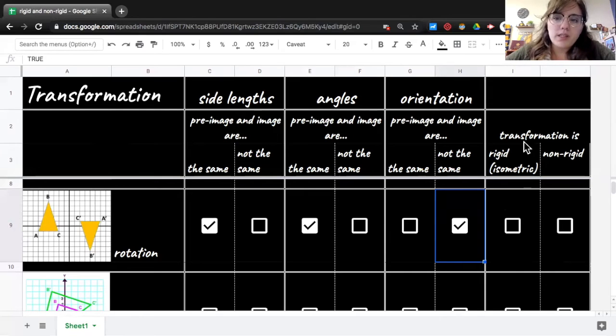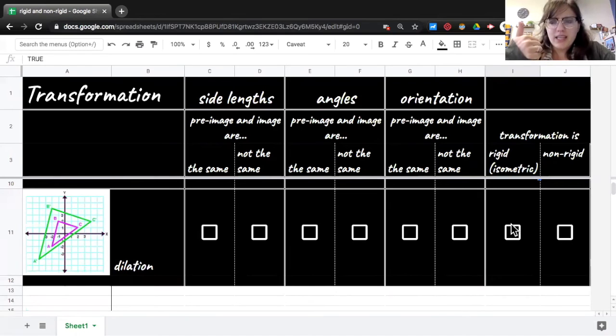So our transformation, is it rigid or non-rigid? So isometric or congruent angles or shapes means same sides, same angles. And these do have the same side lengths and the same angles, so they must be rigid. All right, so far, translating is rigid, rotating is rigid, reflecting is rigid. Now let's look at dilations.